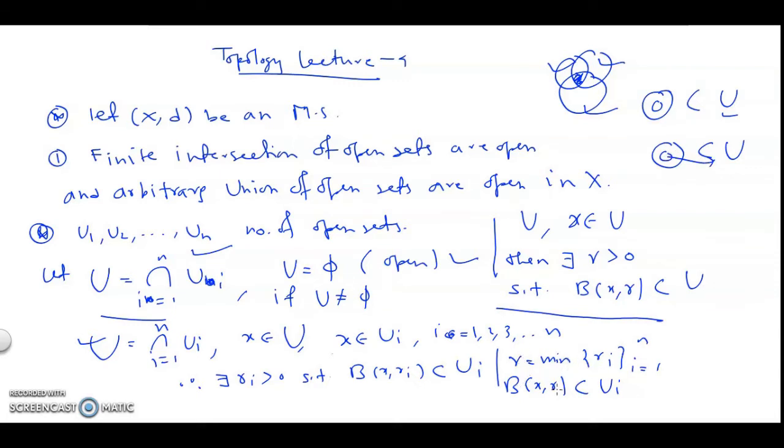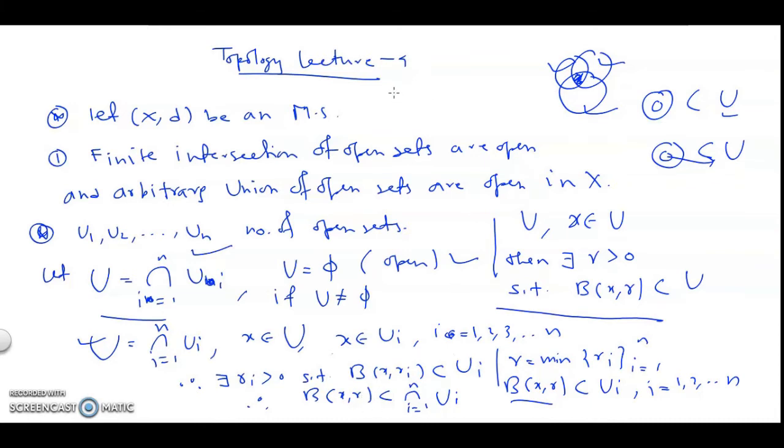So obviously B(x, r) will totally be contained in all U_i, hence for i equal to 1, 2, ..., n. Therefore, from this what we can write? We can write this B(x, r) is contained in the intersection, since this open ball is contained in all U_i's. So obviously any ball that is contained in all U_i's will obviously be contained in the intersection of all U_i's.